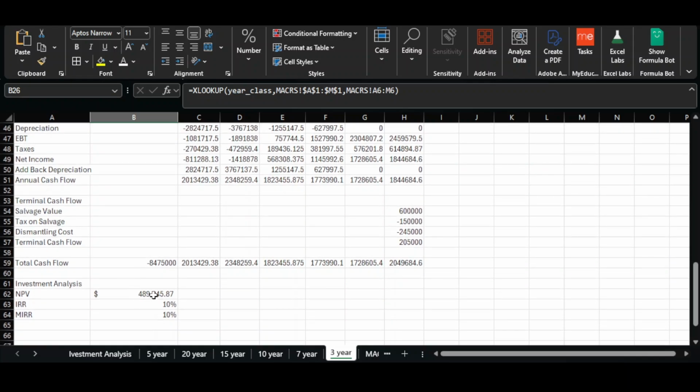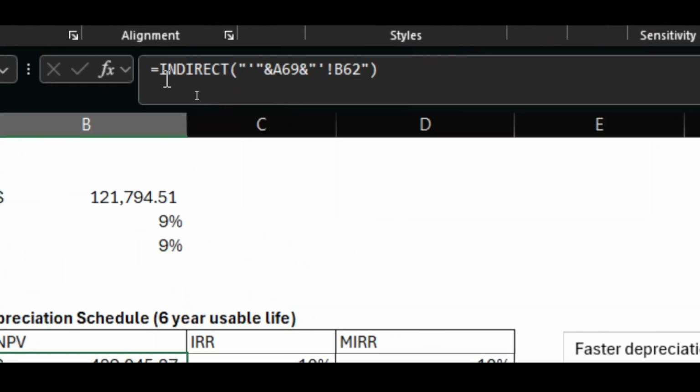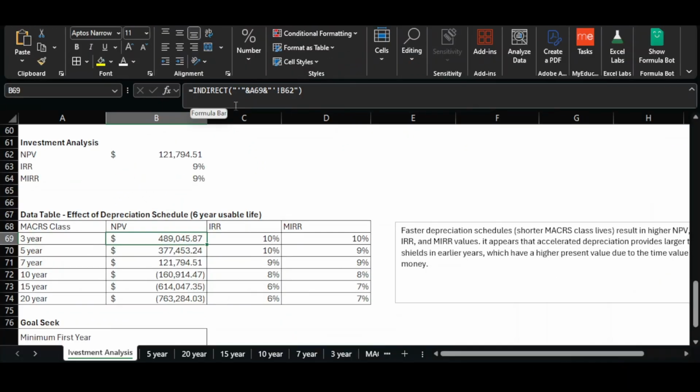There it is. Just click here. Once you click here, it will turn into this value. See, 489,045.87. Right now, please don't get confused if you see INDIRECT right here. This is just my method for a faster way to generate it. But it's the same thing as, watch this. I'm going to delete it now.